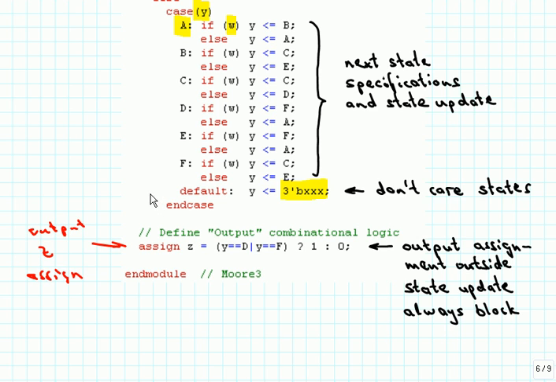We could have used a separate always block here and made an always block that's level sensitive rather than being edge sensitive. That works in this case.